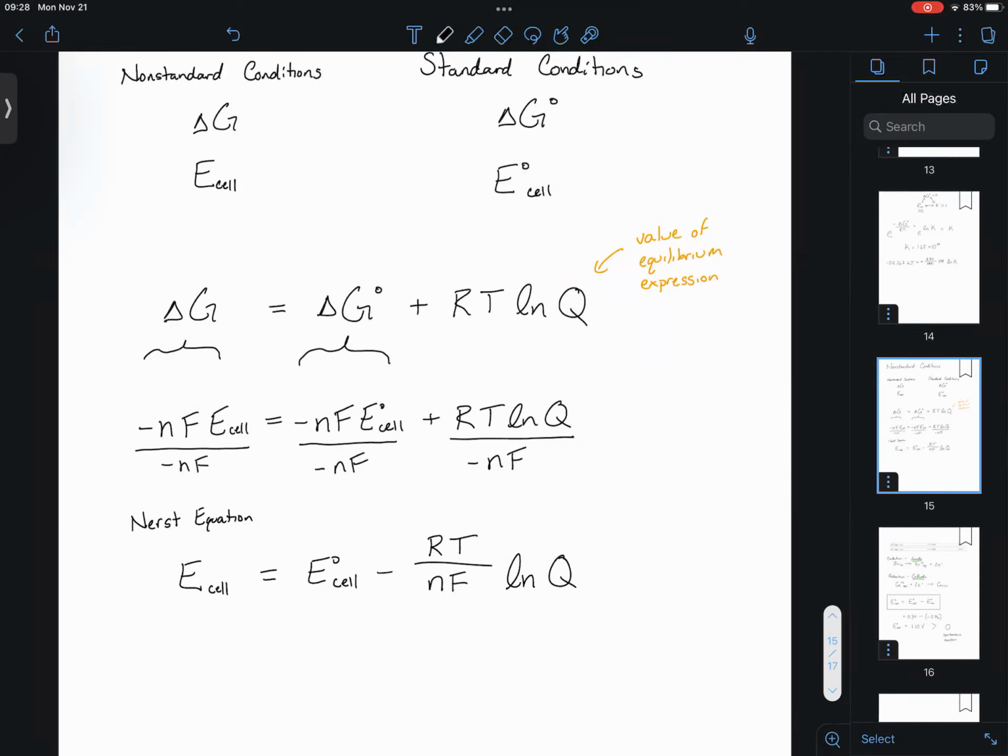All right, this allows you to calculate the potential of your battery at any conditions. And again, hopefully you can see that it just came directly from this equation here, our thermodynamic equation that allowed us to calculate the free energy at any conditions. We just took advantage of this relationship that we established between the potential of our battery and that free energy.